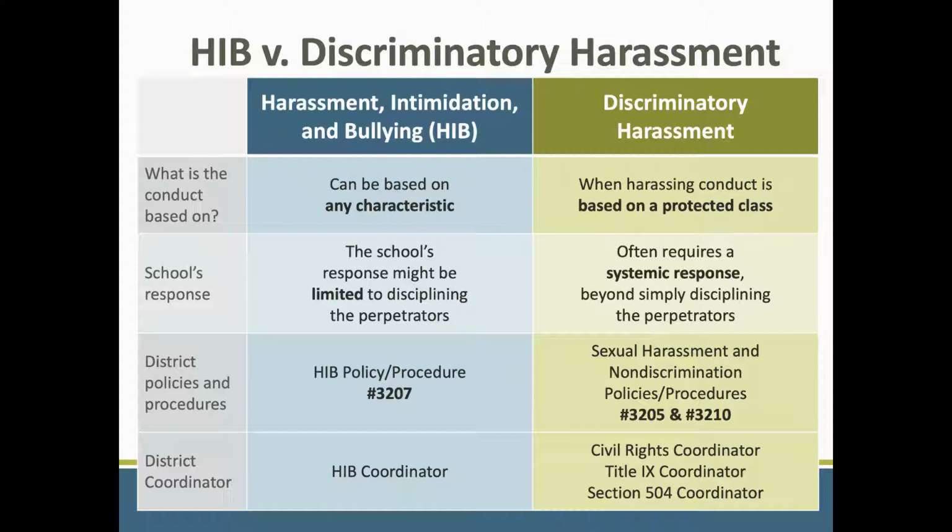Two different district policies and procedures apply. HIB: the HIB policy and procedure, which provides for a building level complaint with a short investigation timeline. Discriminatory harassment: the sexual harassment and non-discrimination policies and procedures, which provide for a district level complaint with a longer investigation timeline, which can help uncover school climate and systemic issues. And differing district level coordinators may be involved. HIB is the HIB coordinator. Discriminatory harassment is the Civil Rights Coordinator, Title IX Coordinator for Sexual Harassment, Section 504 Coordinator for Disability Discrimination.